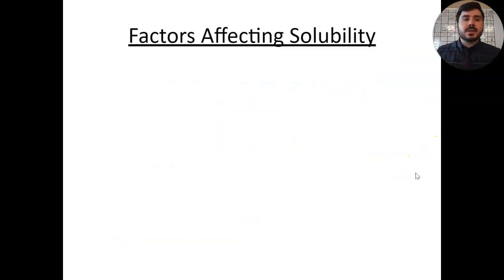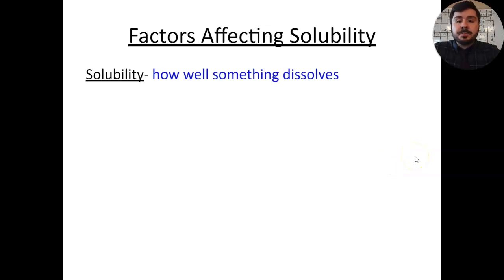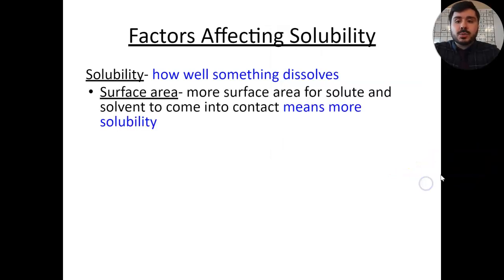So, factors affecting solubility. There are several different things that affect how soluble or not a substance is, and we're going to talk about a few of them right now. The first one is surface area. So plain and simple, solubility is how well something dissolves. If it has really high solubility, that's because it dissolves very easily in water. If it has very low solubility, that's because it doesn't dissolve very easily in water.